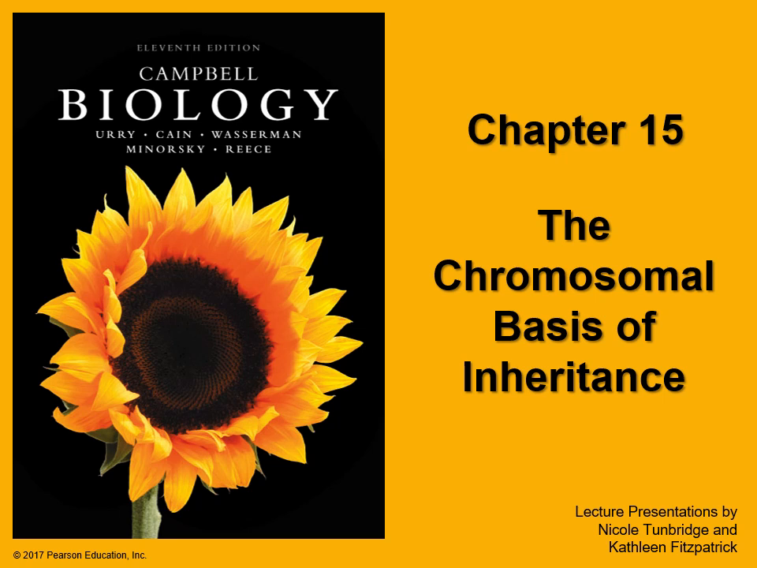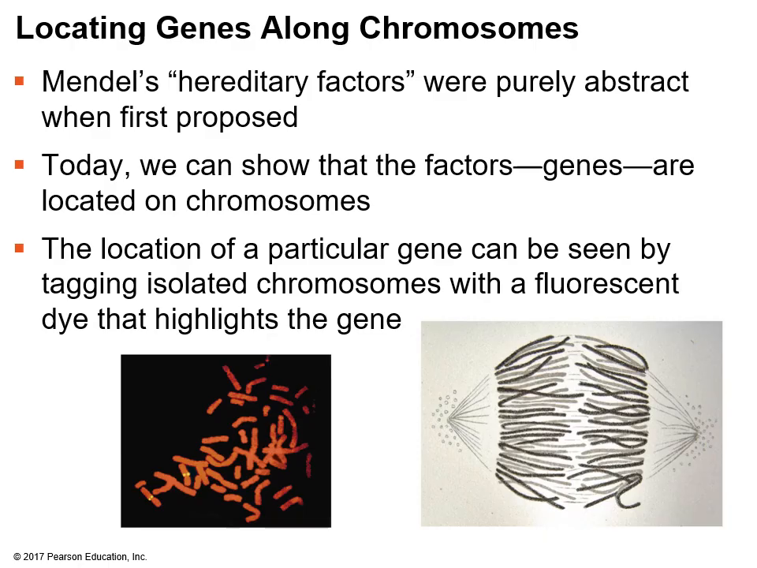Welcome to Chapter 15, the Chromosomal Basis of Inheritance. Firstly, we will talk about Mendel's hereditary factors, which were actually purely abstract when first proposed. Now we know those factors as genes, which are located on chromosomes. The location of a particular gene can be seen by tagging isolated chromosomes with a fluorescent dye that highlights the genes.